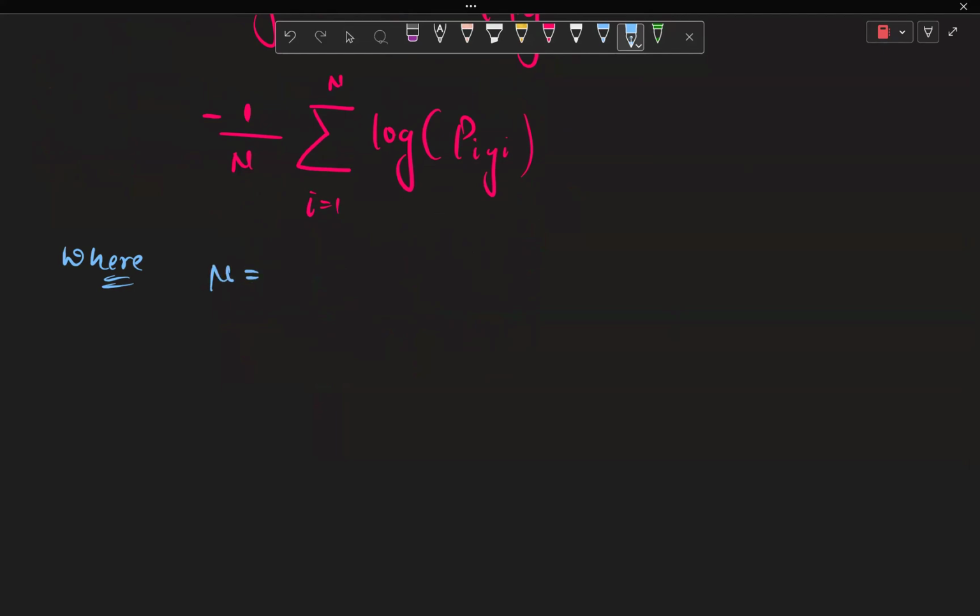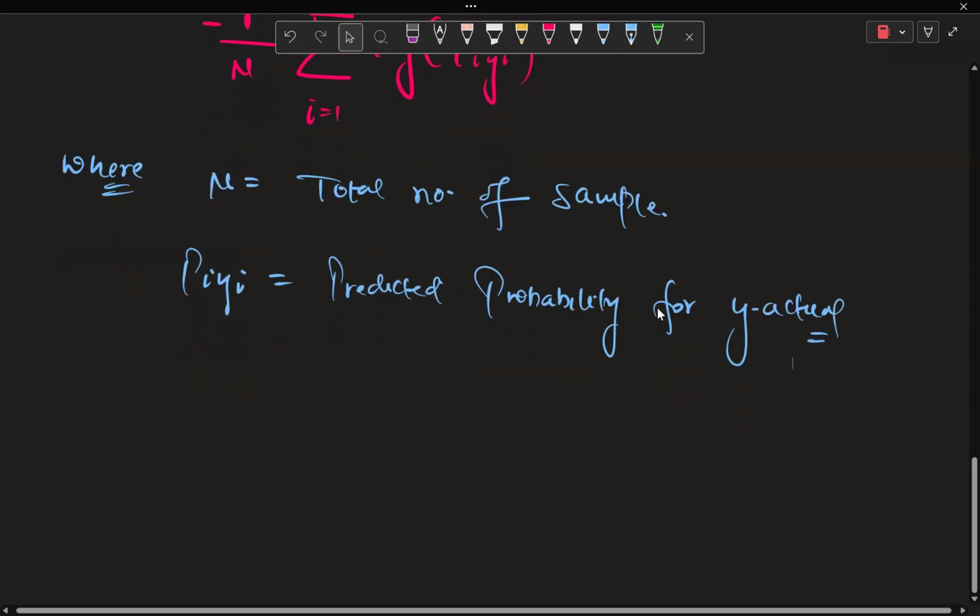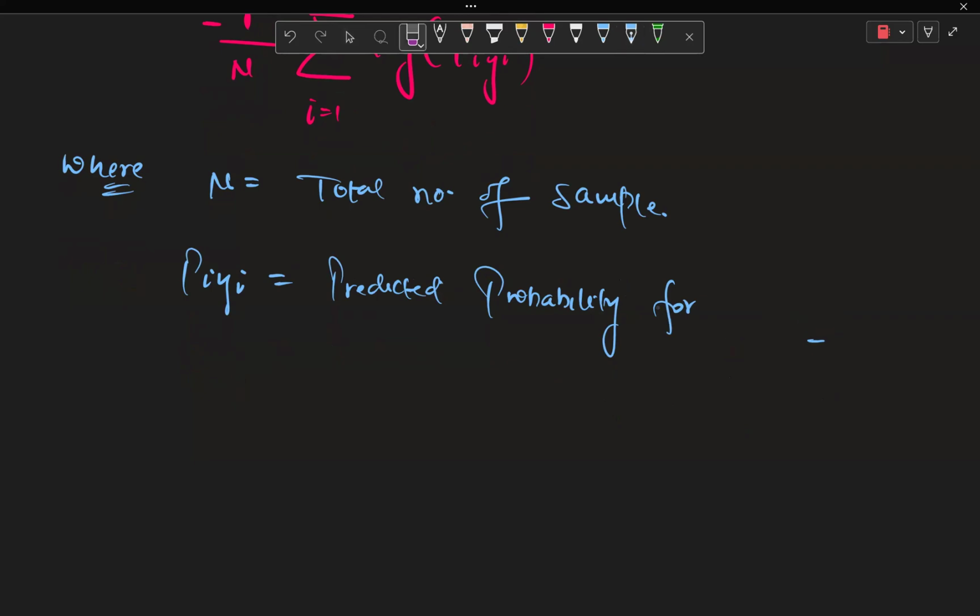Here n stands for the total number of samples, right? And pi yi is nothing but the predicted probability of the true class. Predicted probability for y actual. True class means y actual. Or you can simply write, for more clarity, for true class.